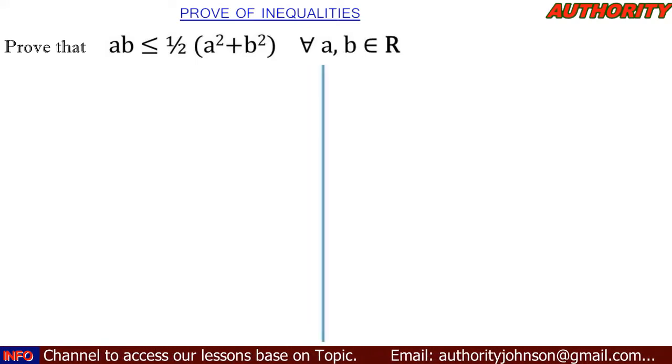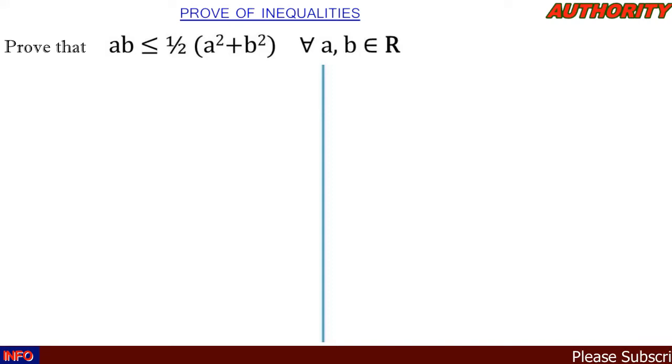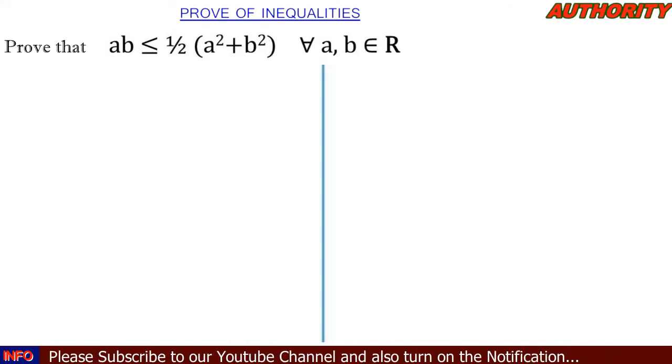We say for all A and B are real numbers. So please pay attention. In some of our lessons, we make reference to this proof. Please pay attention to this. It will also help you understand the rest of them. Now let's go. We have AB is less than or equal to half of A squared plus B squared, for all A, B real numbers.